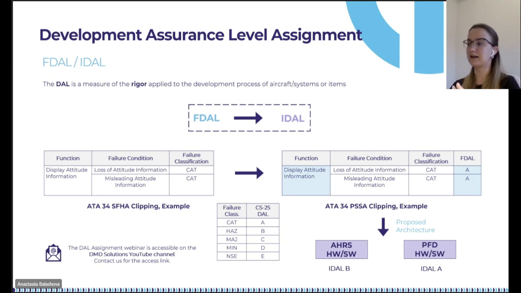We talked about the DAL allocation process super simply. The thorough consideration of the DAL allocation process with a really comprehensive example is available on our YouTube channel.